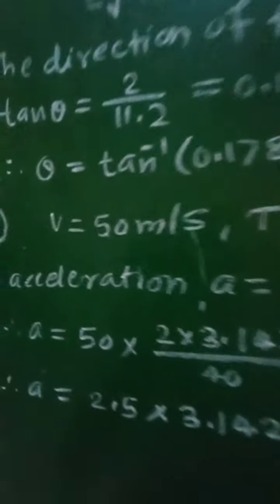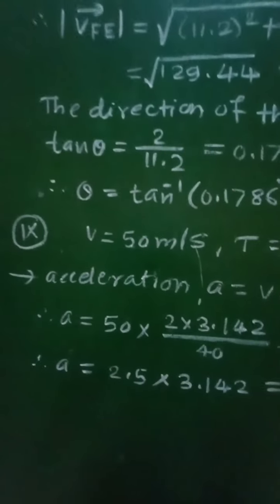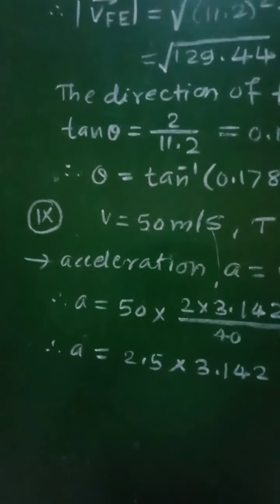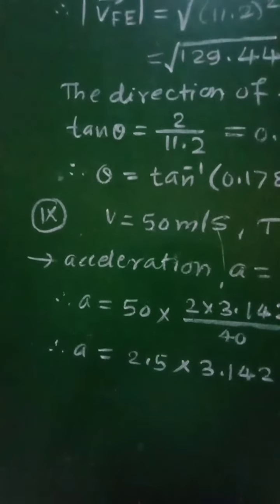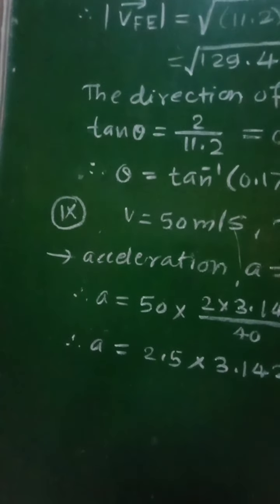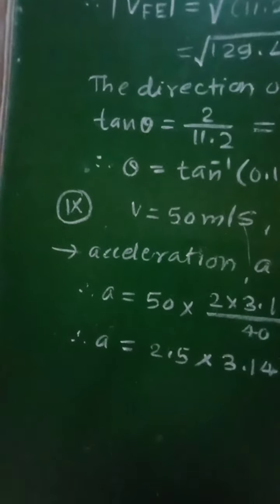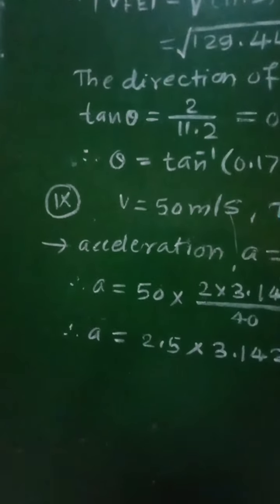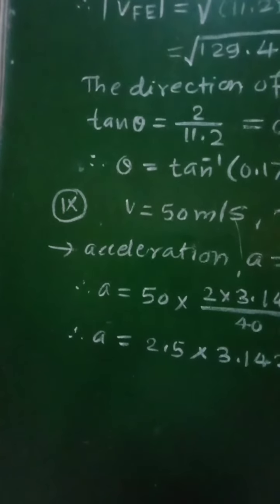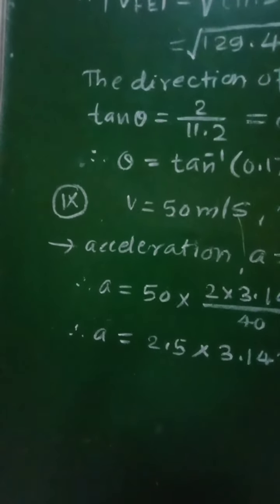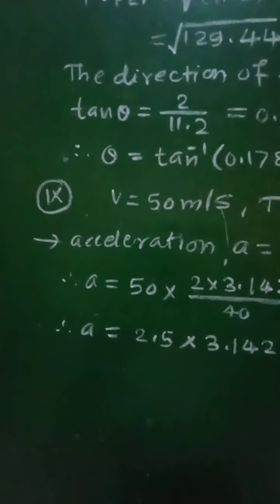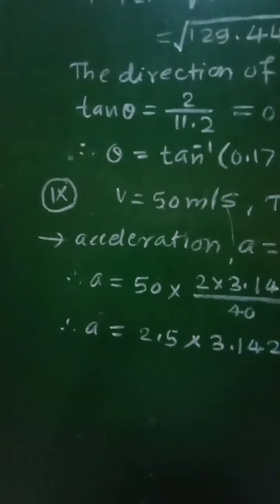Then let us consider the next numerical, that is numerical number 9, which is given as: a car moves in a circle at the constant speed of 50 meter per second and completes one revolution in 40 seconds. Determine the magnitude of acceleration of the car.